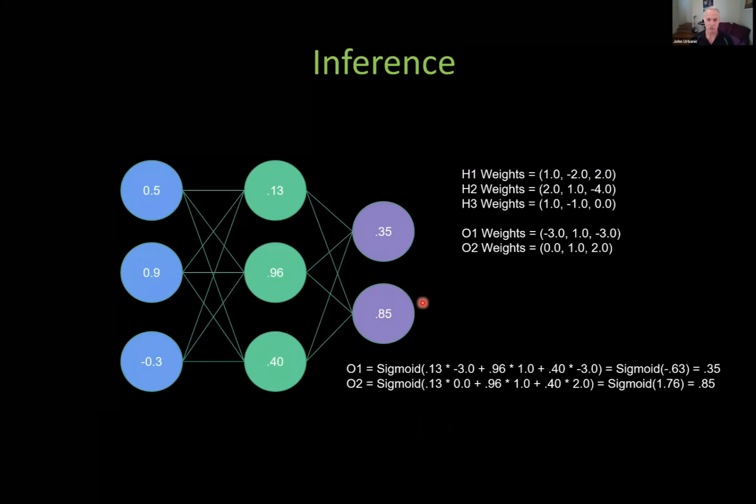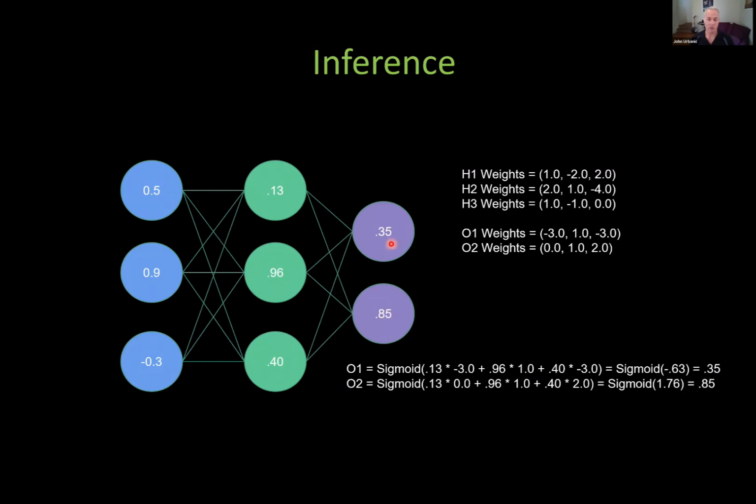And we can continue and do the same operation to get the results on the output layer right here. It's the same type of mathematics. We take these 3 inputs here, weigh each one of them appropriately, add them together, and then apply a sigmoid function, and we end up with this result of 0.35. So it's very, very straightforward, simple mathematics.